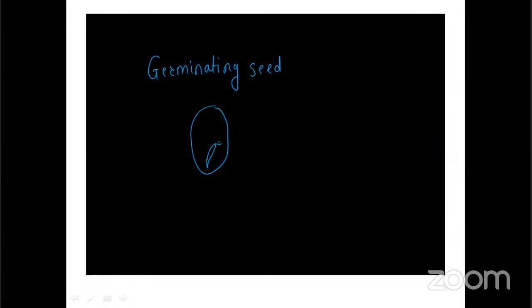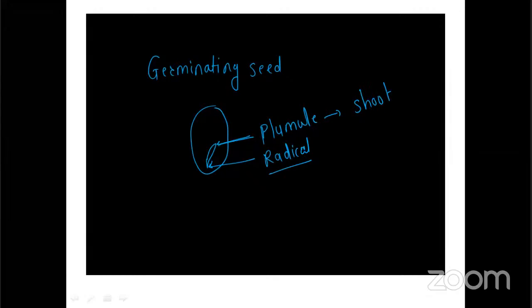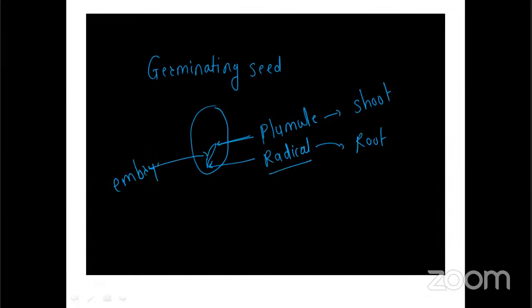The growing embryo has two parts: one is the radicle and the other is the plumule. We can consider this the plumule of the embryo, and this the radicle of the embryo. The plumule develops into the shoot or branch, and the radicle develops into the root. This embryo requires nutrition, and this nutrition is present in the seed in the form of the endosperm.